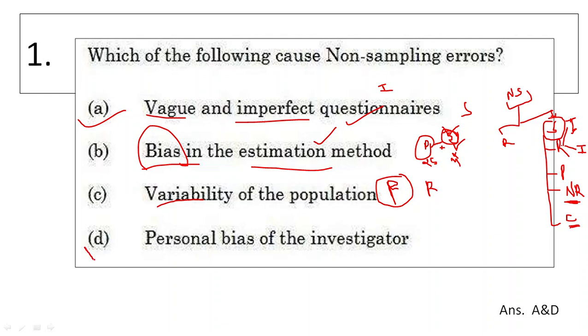Coming to option D, which is personal bias of the investigator, as we earlier talked about, recording error can be because of the instrument that you selected and the investigator who is collecting the data. If he has personal biases when he's collecting the data, when he's recording the responses, then it will be a non-sampling error. So the answer is option A and option D. Both the errors are non-sampling errors.